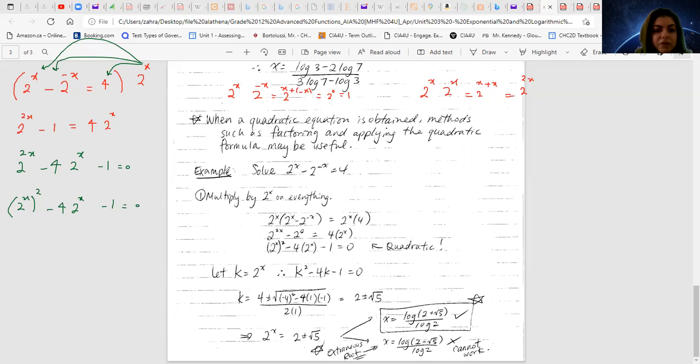So instead of the 2 to the power of x, I can put y, or k, or any letter you want. So this becomes y to the power of 2 minus 4y minus 1. And see, this is quadratic. If I want to solve that, I can use the quadratic formula.